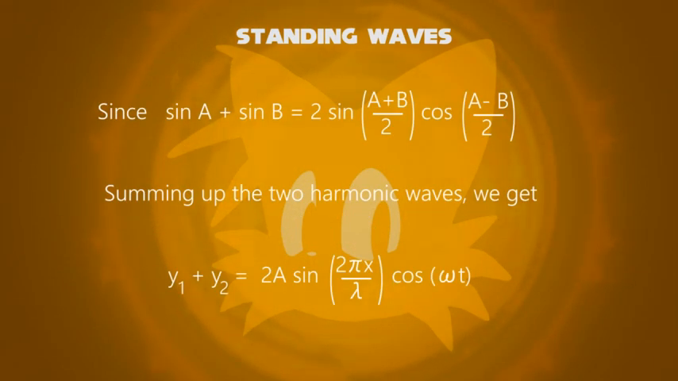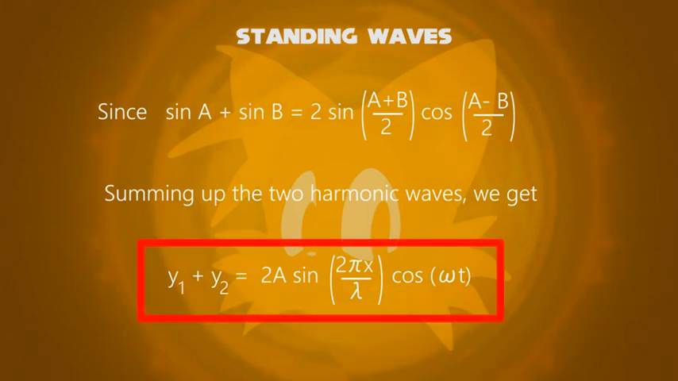You know the basic trigonometric formula: sin A plus sin B is equal to 2 sin((A plus B) by 2) times cosine((A minus B) by 2). When you sum up the two waves, y1 plus y2, we get 2A times sine of 2 pi x by lambda, and cosine omega t.